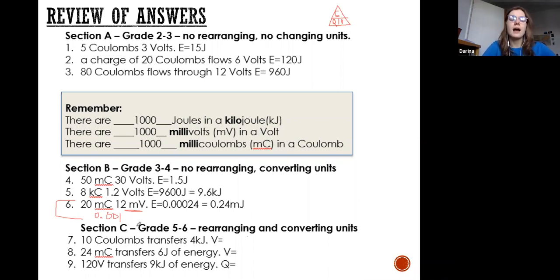Let's have a look at then finally section C. This one's just requiring a bit of rearrangement. Think about the triangle that we had drawn up before. Let's do question 8 and you can have another go at that unit conversion. Once you've got it, just pop it in the chat.